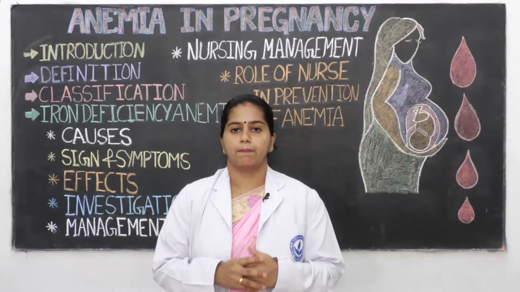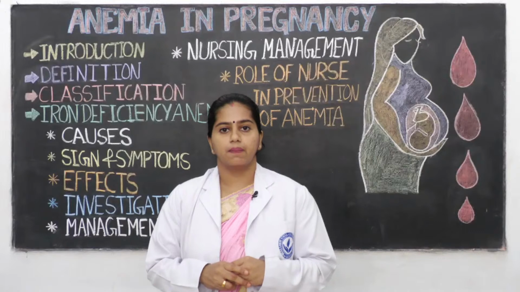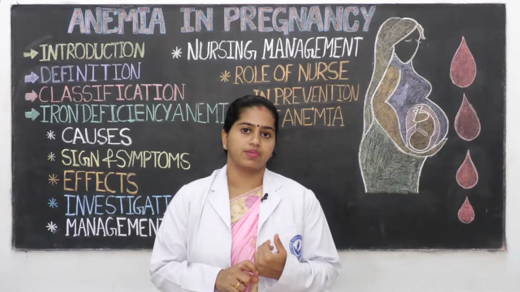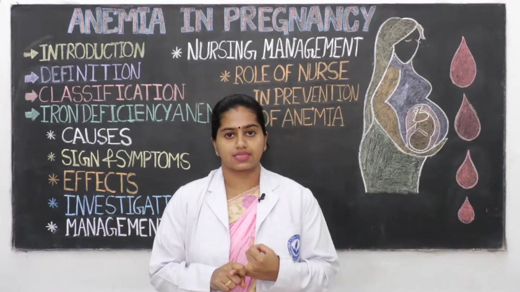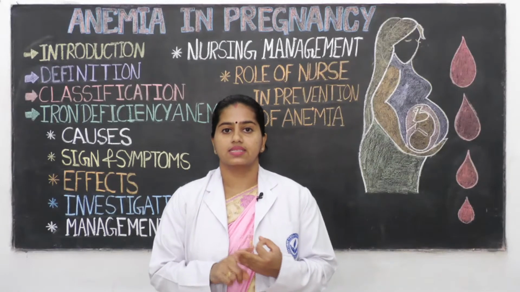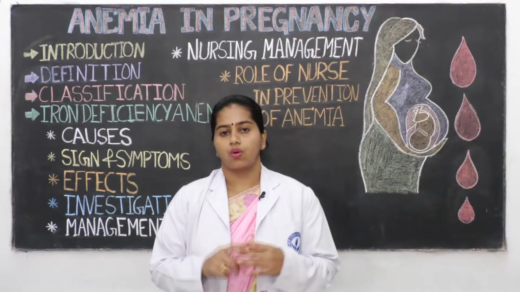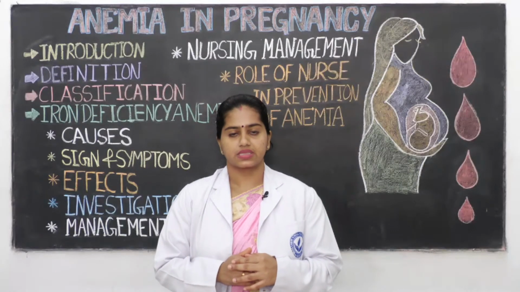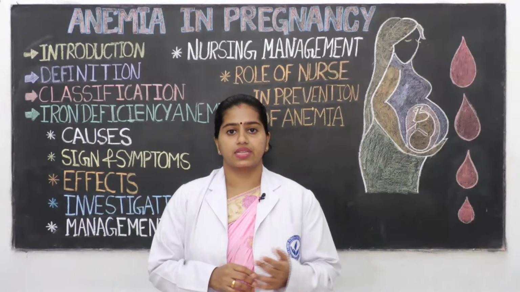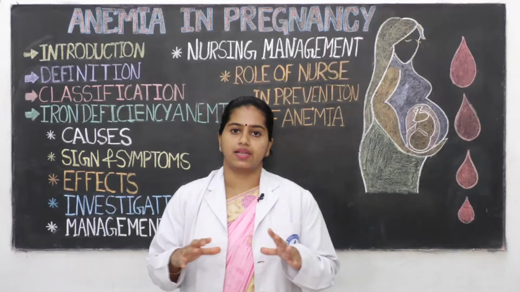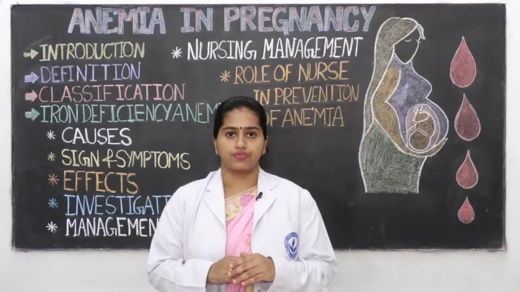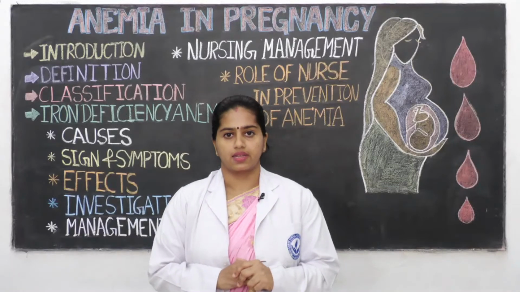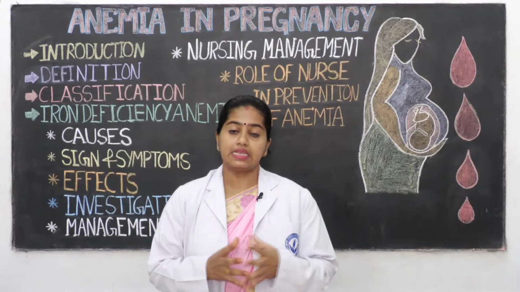Next we will go to the management. In the principles of management, mainly we have to see the severity of the anemia, any associated complications for the mother, the degree of the anemia, and the health status of the mother. Based on that they can give the treatment. First they can start with dietary modification, in mild anemia. We have to advise the mother to take a rich source of iron. That is the best thing, as it avoids any side effects.